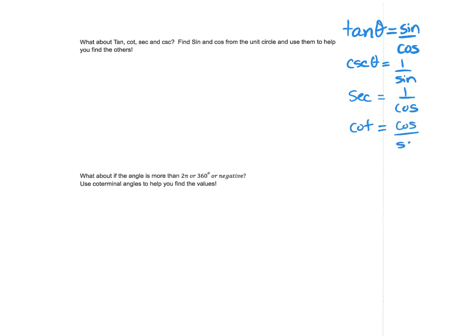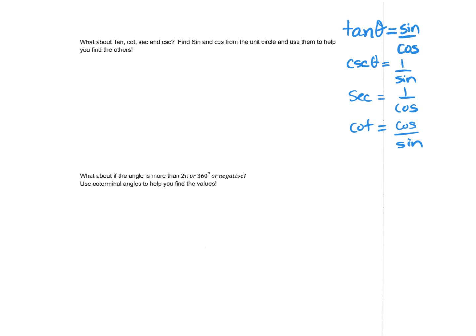Here's the thing. Tangent is sine over cosine. And you're going to know the sine and the cosine values, aren't you? Cosecant is 1 over sine. So if you know the sine values, you just flip them over. Secant is 1 over cosine. And cotangent is just cosine over sine. So all you have to know to find any of them is sine and cosine on the unit circle. Get off your phone, bell hasn't rung yet. The rest of them fall out.